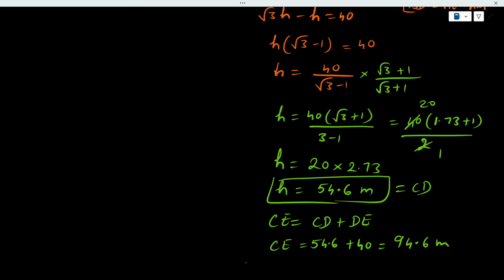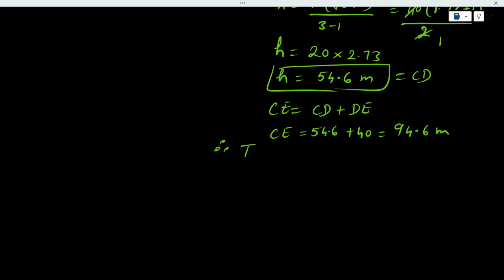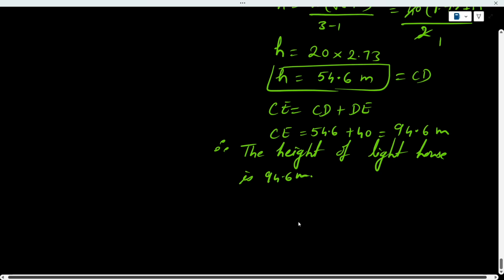Therefore, the height of the lighthouse you can write as: the height of the lighthouse is 94.6 meters. So this is your first part.